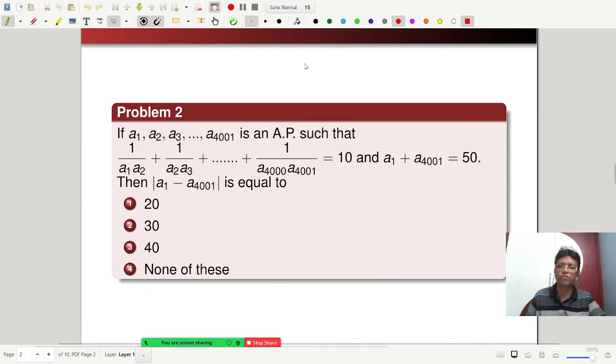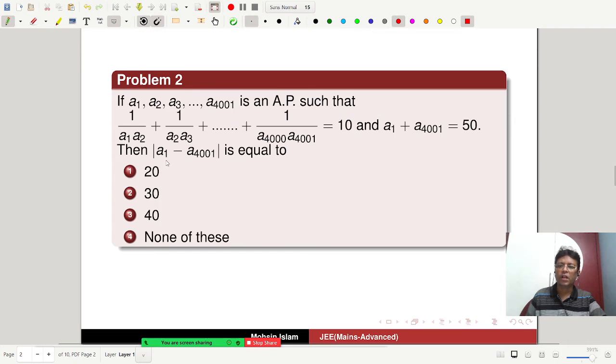Yeah, this is also a very interesting problem. If A1, A2, A3, up to A4001 are in AP, it looks like a very large series, such that 1 over A1 A2 plus 1 over A2 A3 plus, etc., 1 over A4000 A4001 equals 10, and it is given A1 plus A4001 is 50. You have to find out the difference A1 minus A4001, that is equal to.